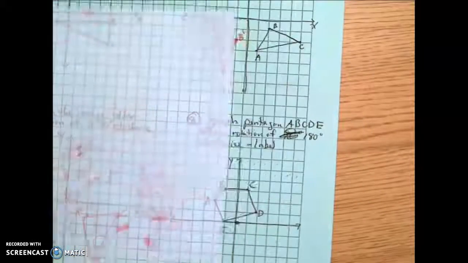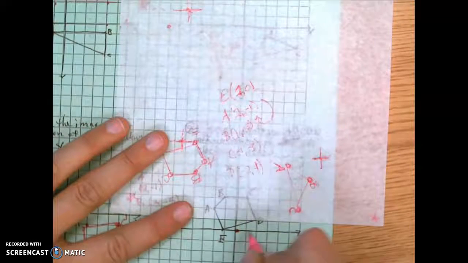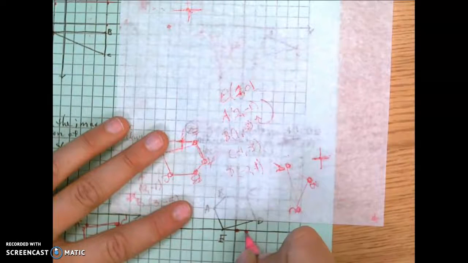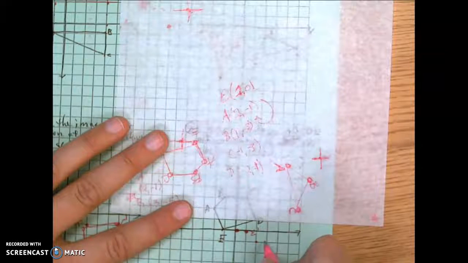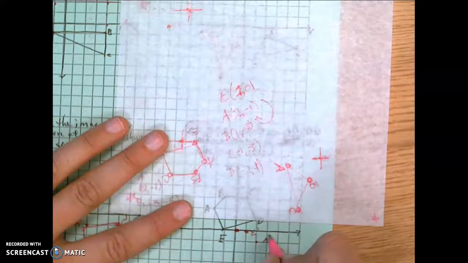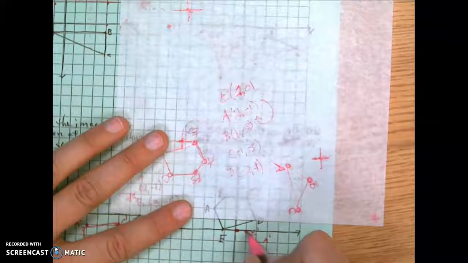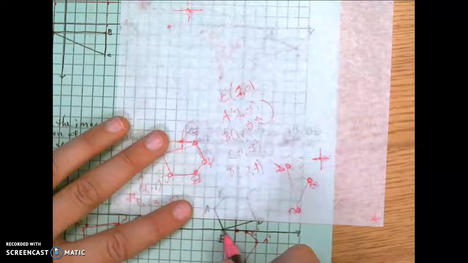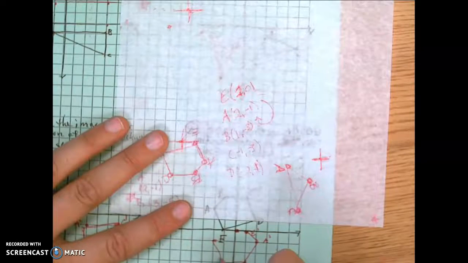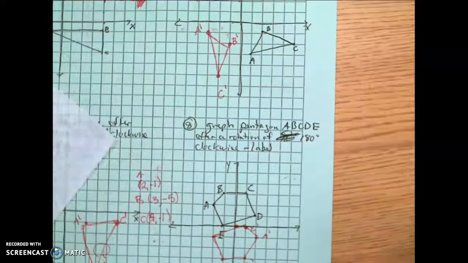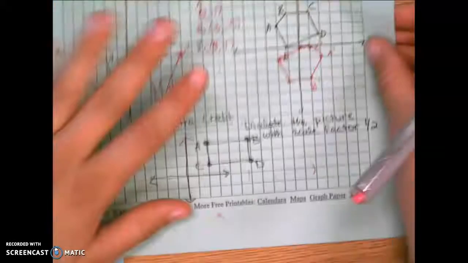So now I just take those points, put them on my graph. So E looks like it's at 1, 0. A looks like it's at 2, -1. And B looks like it was at 1, -3. C looks like -1, -3. D, -2, -1. Ta-da! Alright, last one. Dilate the picture with a scale factor of 1/2.